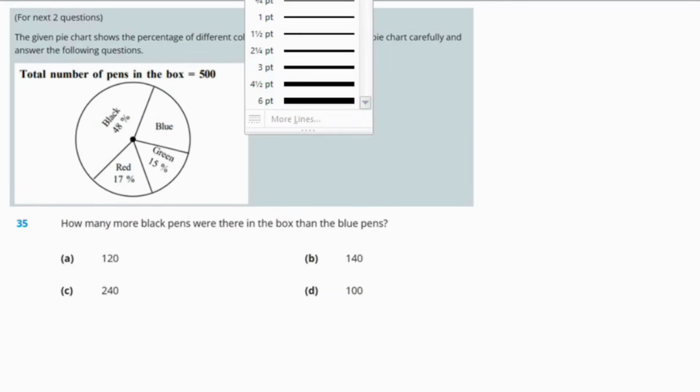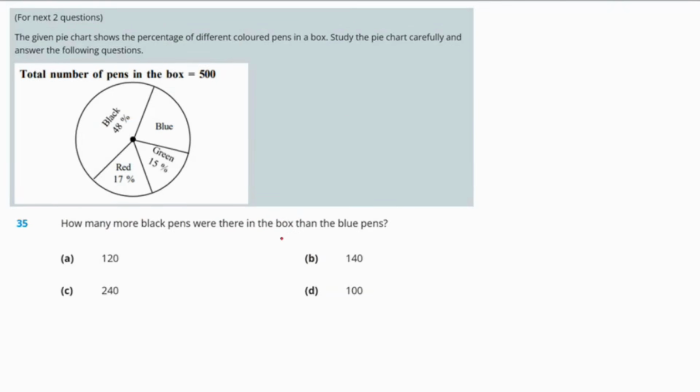Now the next question is saying, how many more black pens were there in the box than the blue pens? The black pens are 48%. For the blue pens, the percentage is not given to us, but we can easily calculate it. 48%, 17%, 15%. When we add the total percentage, 48 plus 17 plus 15, we will be getting 80.